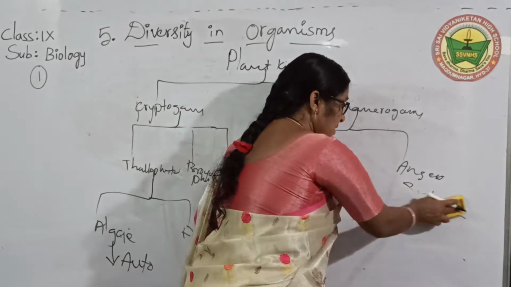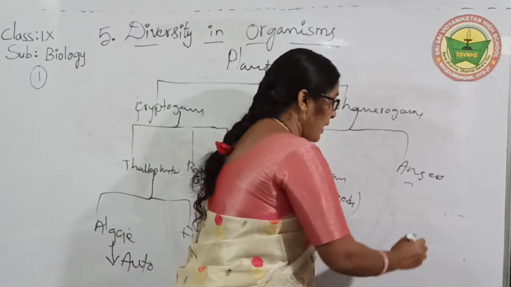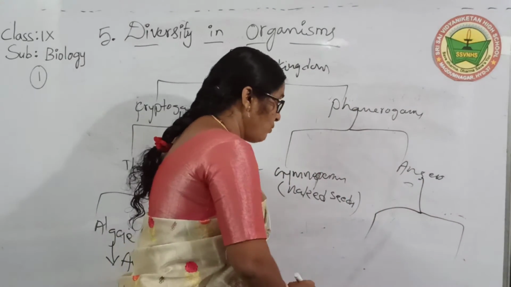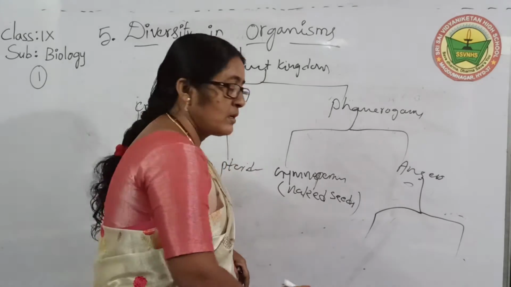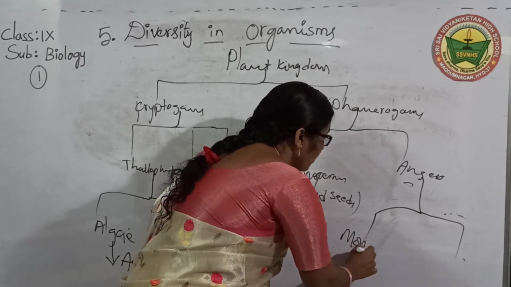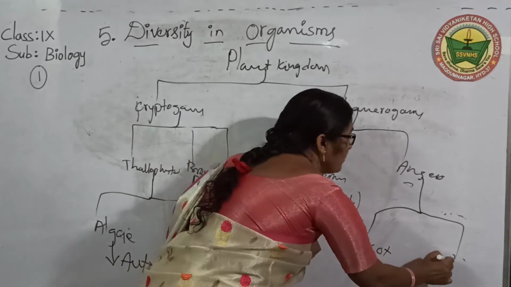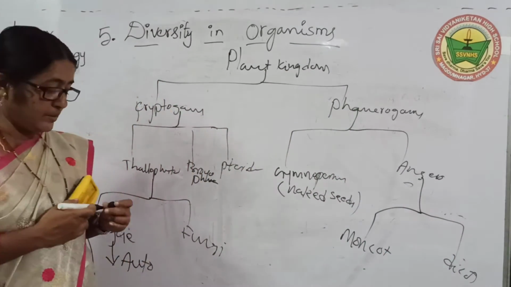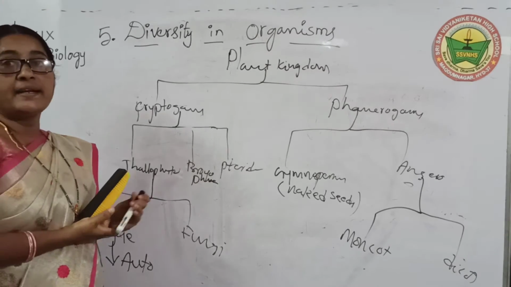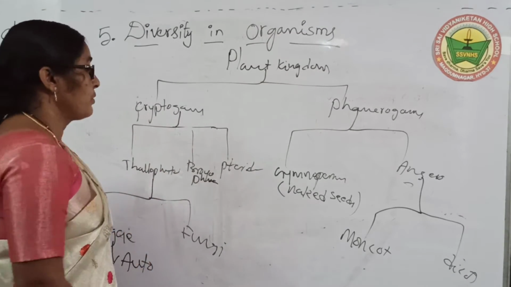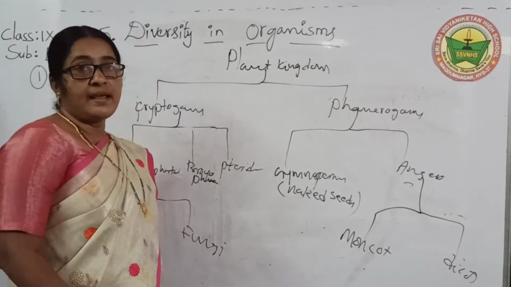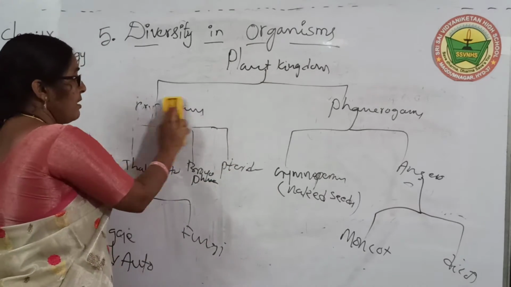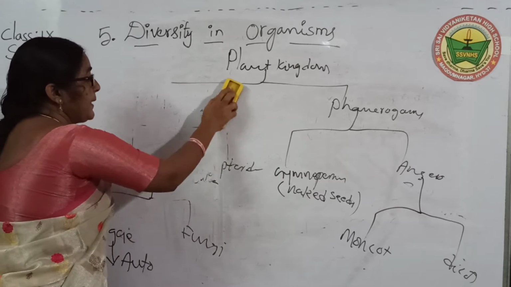Angiosperms are again divided into two groups, as with Thallophyta. What are the two groups? Monocot and dicot. Children, you know that monocot seeds have a single cotyledon and dicot seeds have double cotyledons. Children, you already know this plant kingdom.